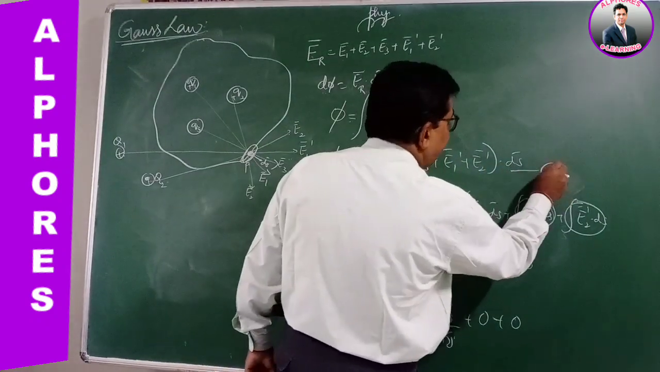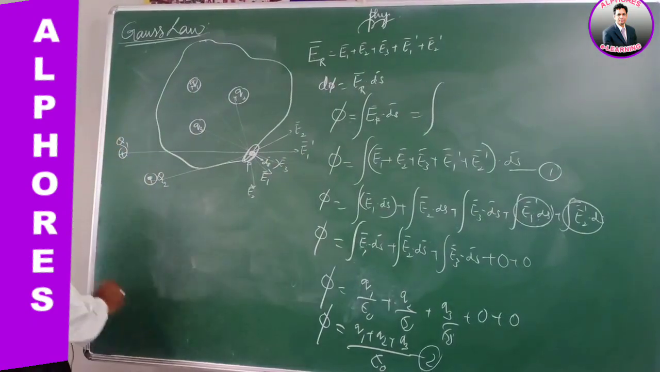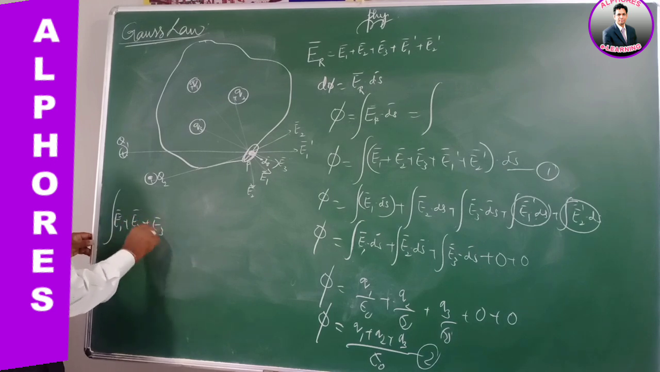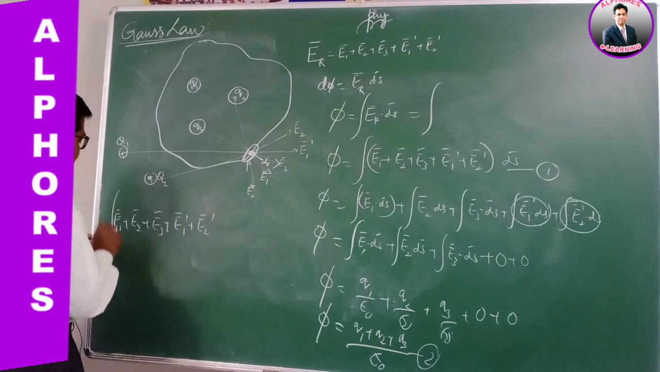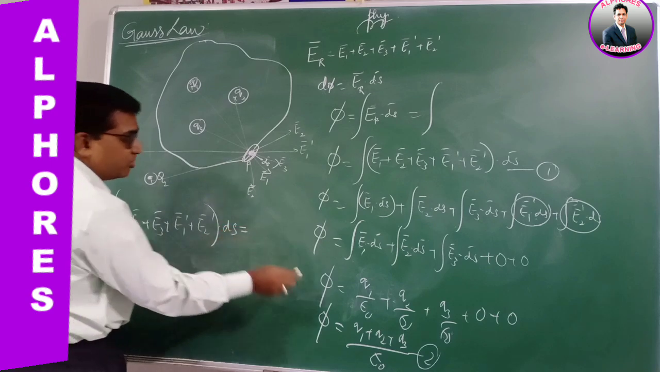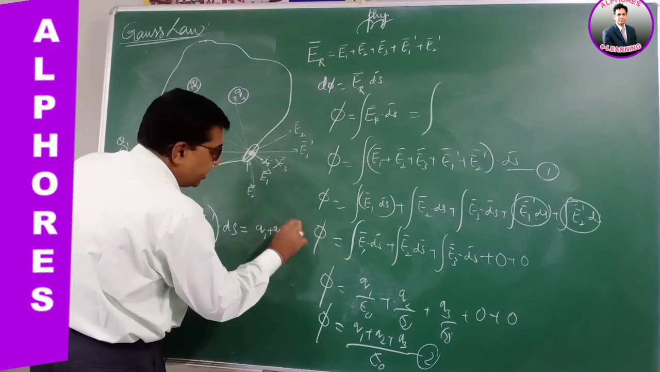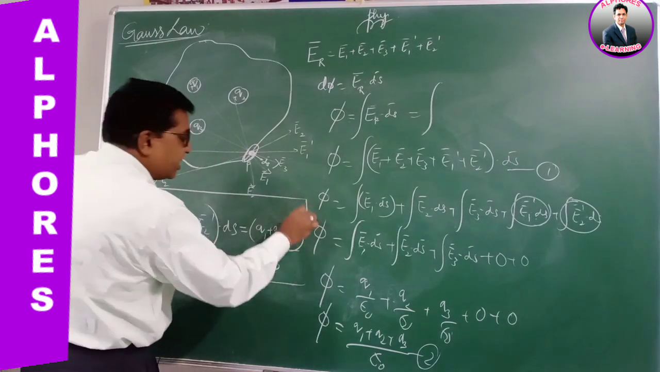This is equation 1 and finally we got equation 2. Equating both, the integral of E1 bar plus E2 bar plus E3 bar plus E1 dash bar plus E2 dash bar dot dS is equal to q1 plus q2 plus q3 by epsilon naught. This is to be understood.